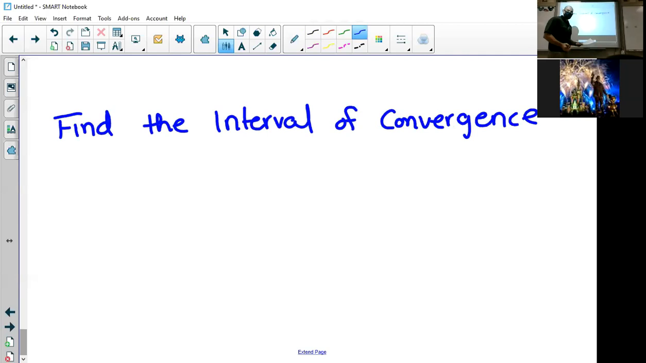We did find an interval in that first one. The challenge, though, is actually the endpoints. We have to figure out whether or not the endpoints are going to make it converge or diverge. And this is where all those tests that we learned in sections 2 through 6 come into play. We actually have to test those out. Okay, so let's start off with something relatively easy here.